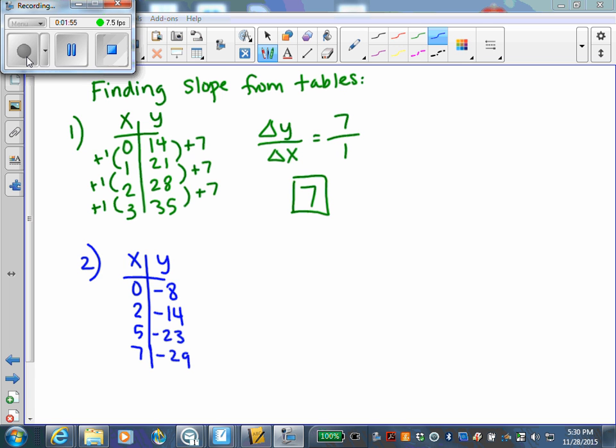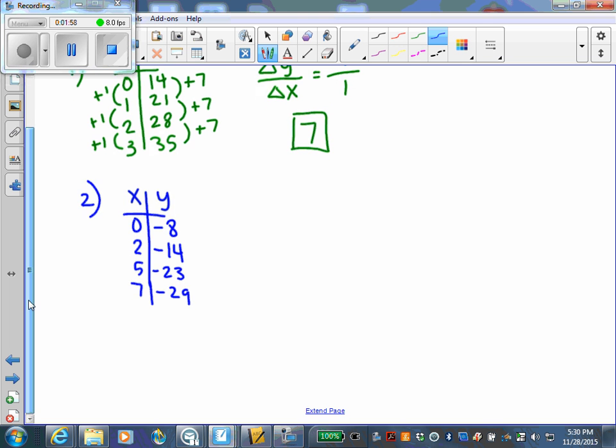Okay, so again, we're going to find the change in y over the change in x. And so let's start with the y's. So from negative 8 to negative 14, that's going down by 6. So negative 6. From negative 14 to negative 23, that's going down again by 9. And then from negative 23 to negative 29, it's going down by 6.